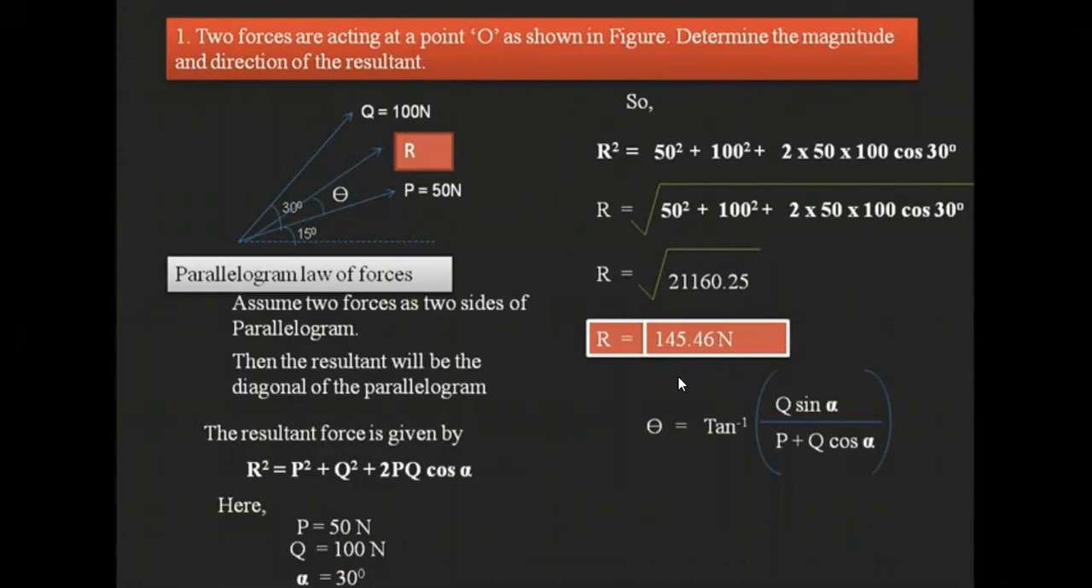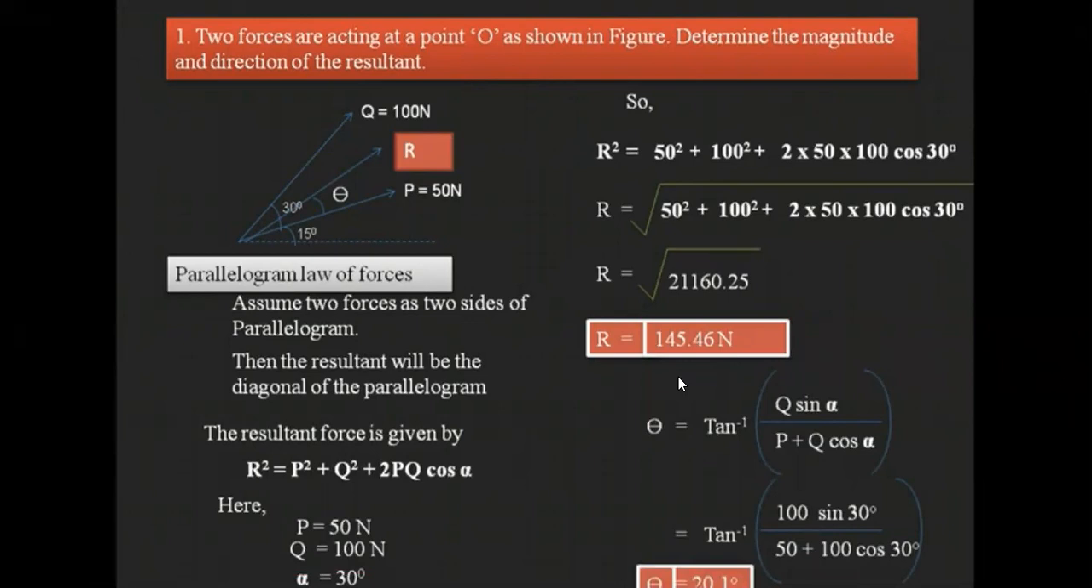So again substitute the values in this formula: theta equal to tan inverse of q, that means 100 sine 30 degrees, by 50 plus 100 cos 30 degrees. By simplifying this equation, we'll get the theta value as 20.1 degrees. That means here the theta is the angle made by the resultant force with the adjacent side or adjacent force, that is the P value.